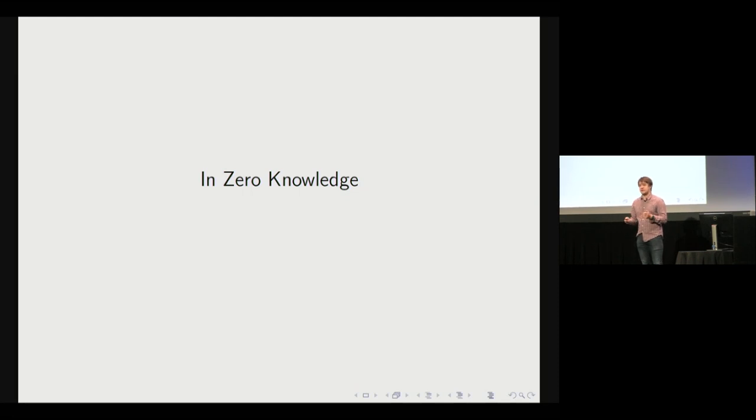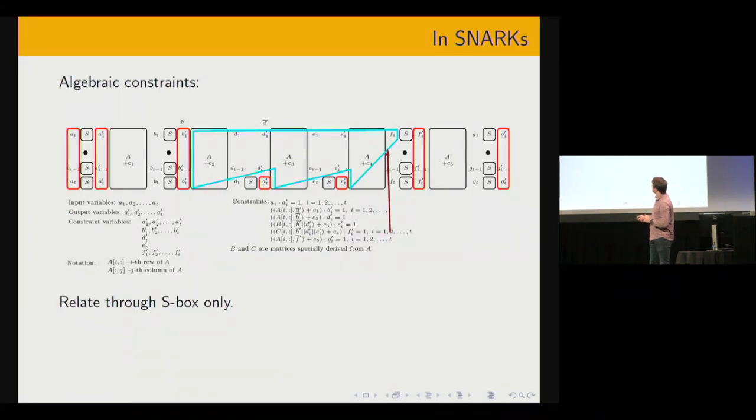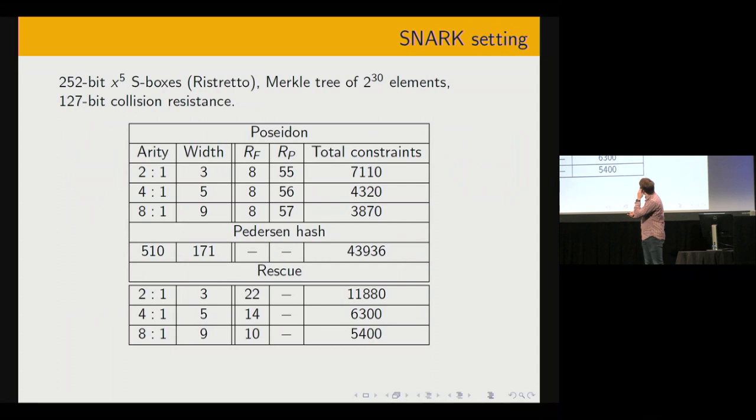And last year, I know, like 10 new systems have been suggested. And there are very technical things in how we make it possible in SNARKs. So in SNARKs, we create constraints, and for these constraints, we compute some linear combinations of elements, which is also because of matrix multiplication. And eventually, we have as many constraints as there are S-boxes, relations through S-boxes. So how can it count?